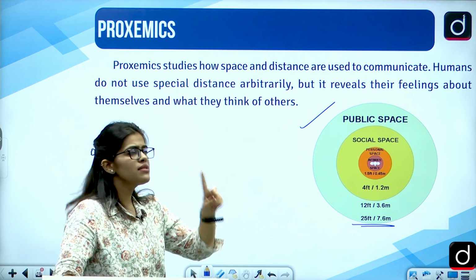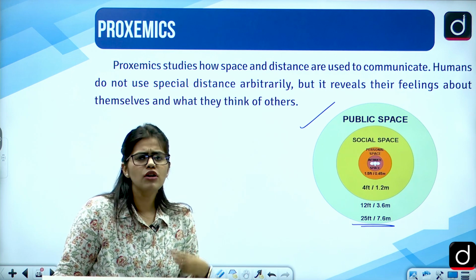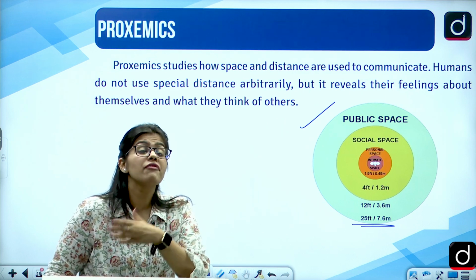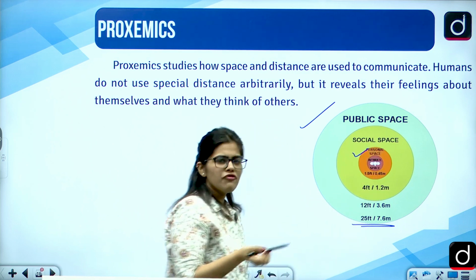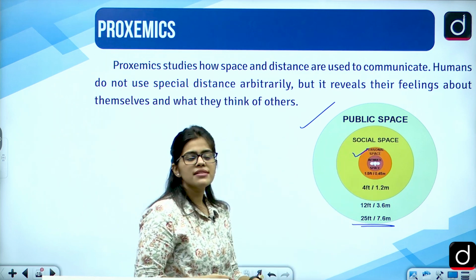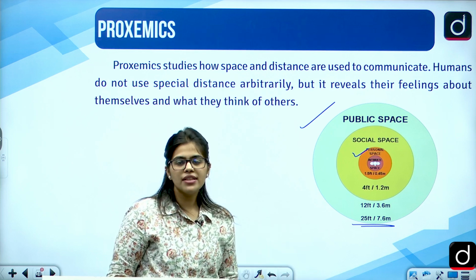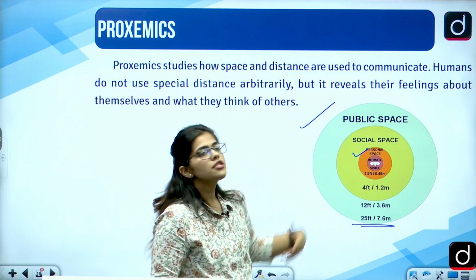The intimate space, where you will only allow your mother, your parents, maybe your friends, or very close friends, I must say. Then comes the personal space, where all of your friends would come. Social space, say for example, the people you work with in the office, comes under the social space.